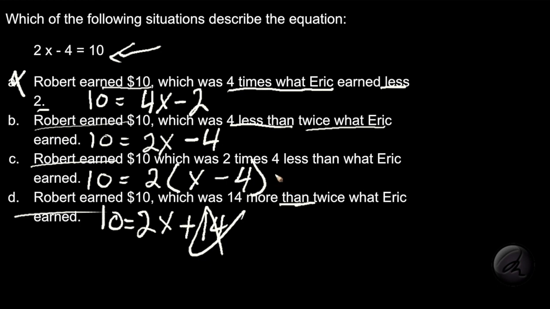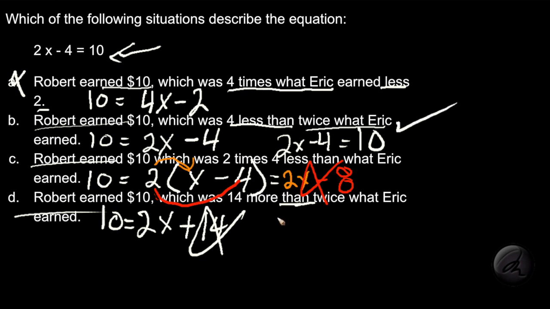Okay, let's try distributing this. So first I multiply the 2 times the x. That gives me 2x. Then I multiply the 2 times minus 4. That gives me minus 8. Nope, can't be that one. So let's go back here. 10 equals 2x minus 4. Well, can't I just reverse this to 2x minus 4 equals 10? Hey, that equation's still balanced. It's B.